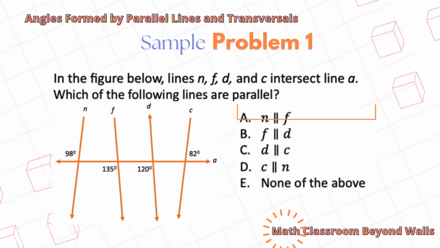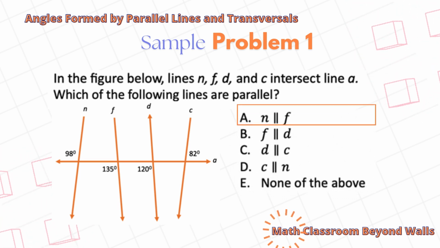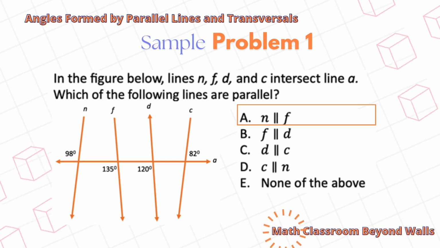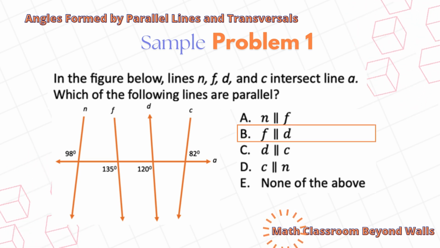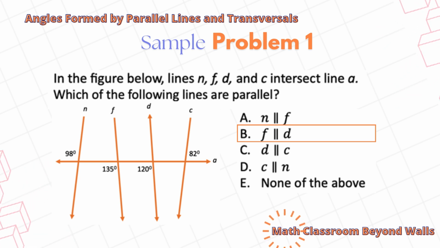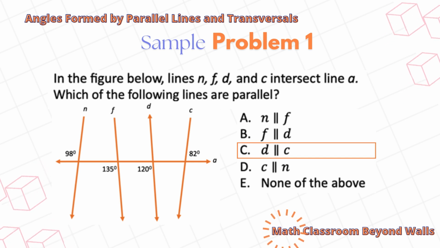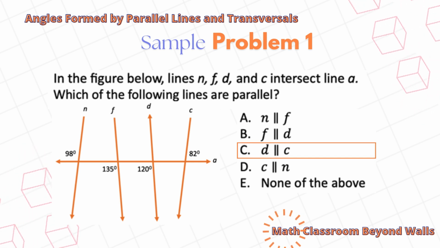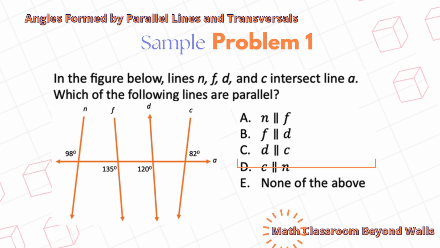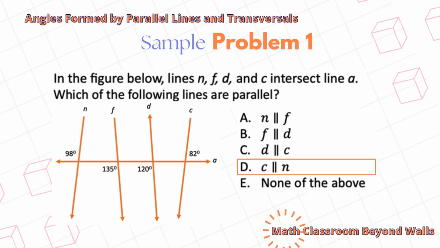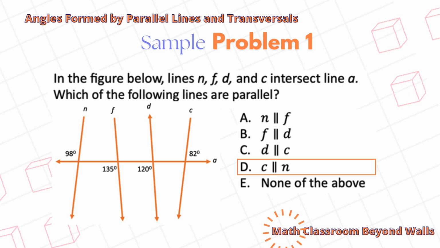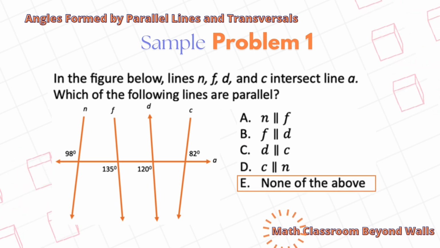So a figure is given. Option A, line N is parallel to line F. B, line F is parallel to line D. Option C, line D is parallel to line C. Option D, line C is parallel to line M. And option E, none of the above.